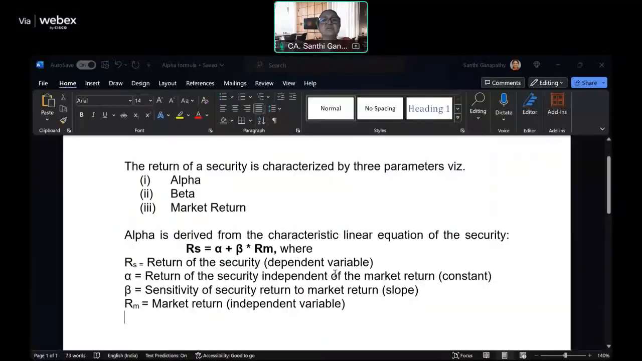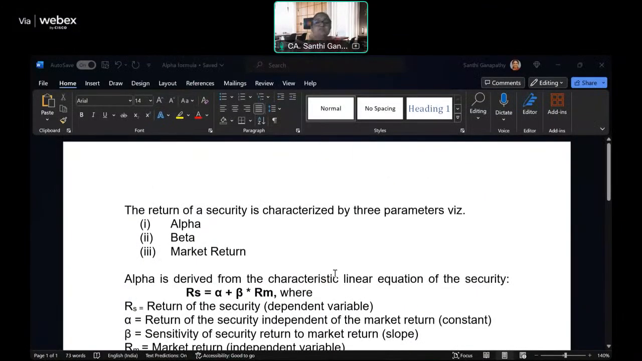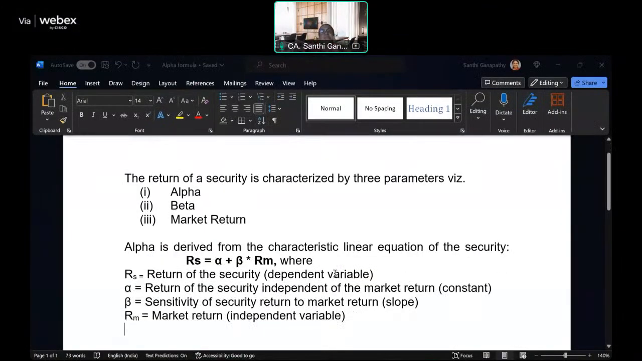Now you can just note down the formula. I have typed the formula for you. This is what we mean. The return of a security is characterized by three parameters: alpha, beta, and the error term. So regression equation, characteristic line, everything means the same.